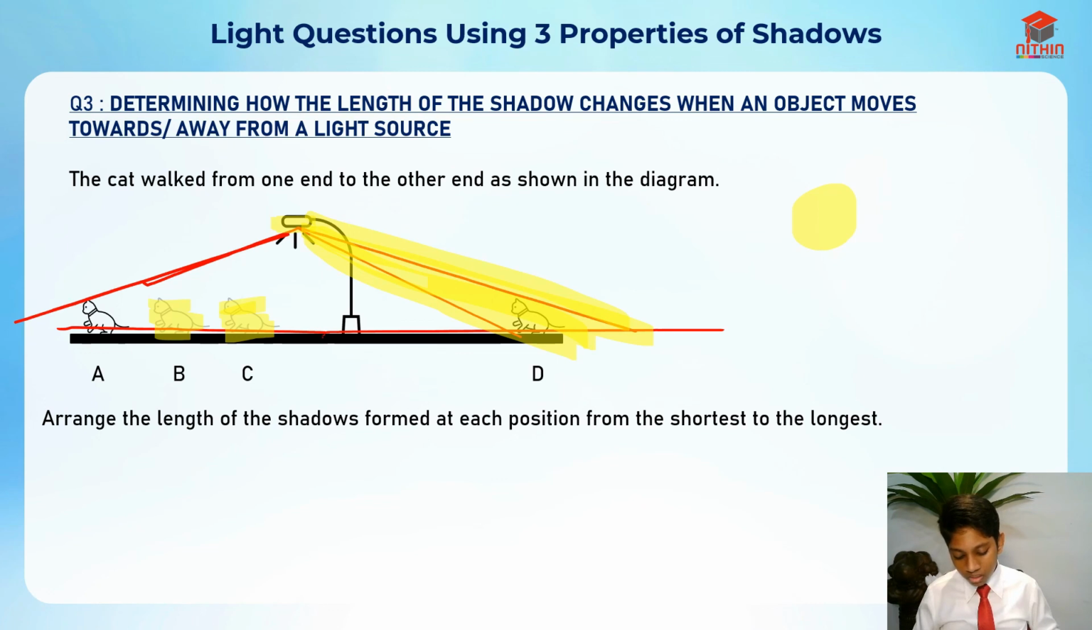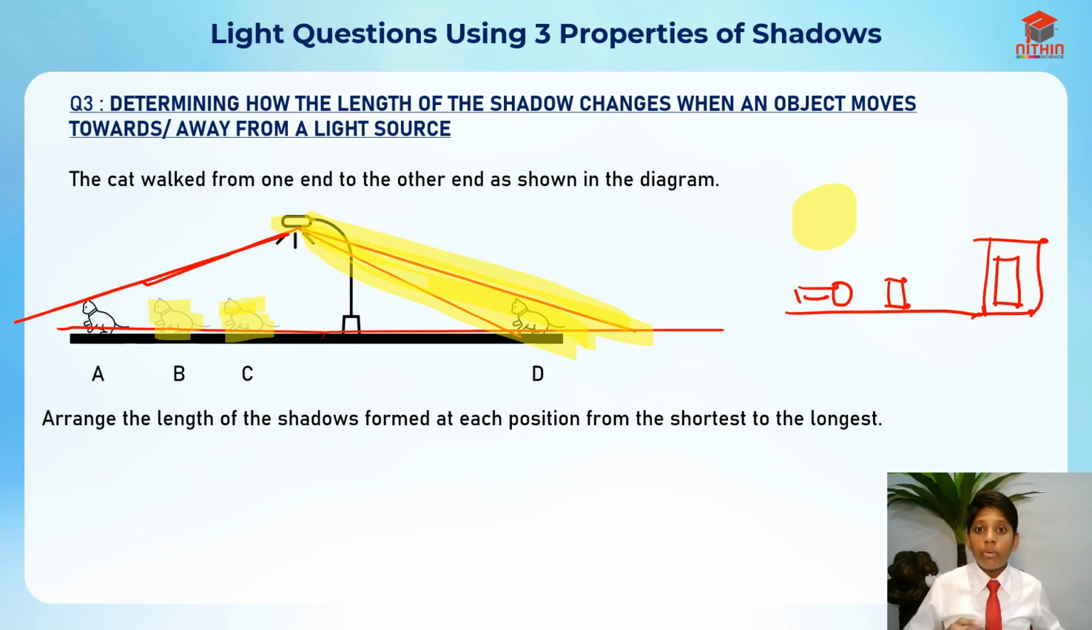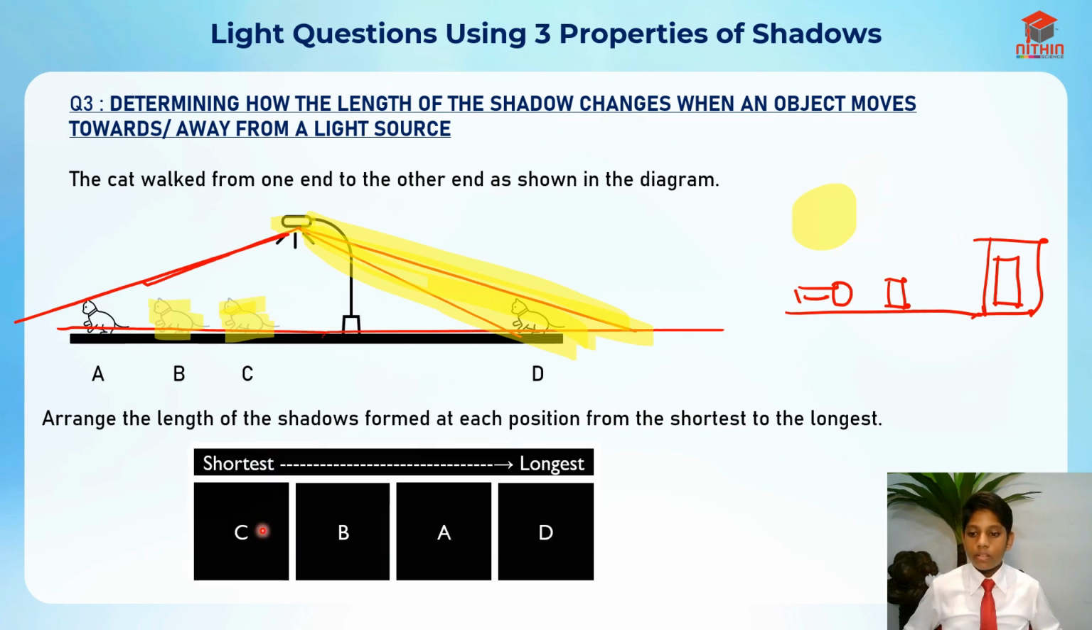So this is how the logic works for the normal situation. But unless you have a torch laying on the table, and then you have an object very close to it, you have a very big shadow over here. So you have to change your logic for different scenarios. In this scenario, I think you should know the answer by now. So the answer is C is the shortest, B is the second shortest, A is longer than B, and D is the longest shadow.